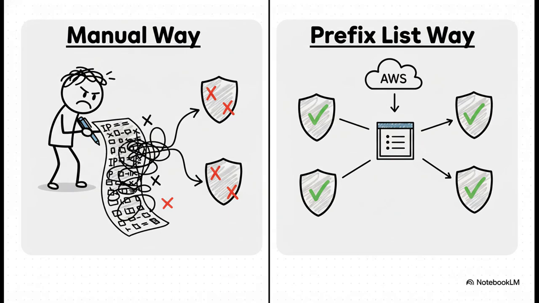And this just shows the difference so perfectly. I mean, look at this. On the left, you've got the old way, copying and pasting the same long list of IP addresses into every single security group. It's tedious and is just a recipe for making mistakes. But on the right, you have the new way. You manage all those IPs in one central place. And even better, if you use an AWS managed list, AWS handles all the updates for you automatically.